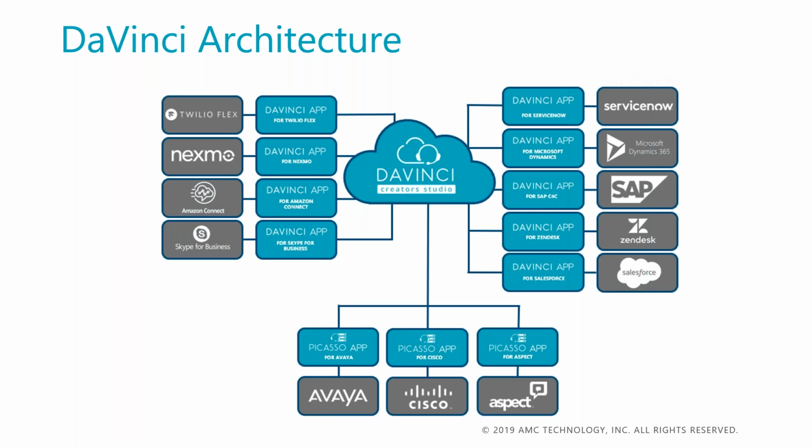So with DaVinci Creator Studio on the CRM side, we have the DaVinci app, for example, Zendesk, that is tied directly to the Creator Studio, and we will see this in action in our demo when we go into the presentation. But from the architecture perspective, Creator Studio holds everything together, be it CRM, be it the communication platforms. Now, with respect to the on-premise Picasso app, we do have, as I said, Avaya, Cisco and Aspect.